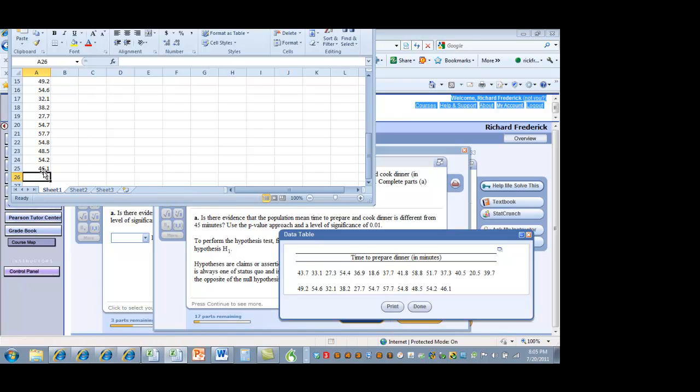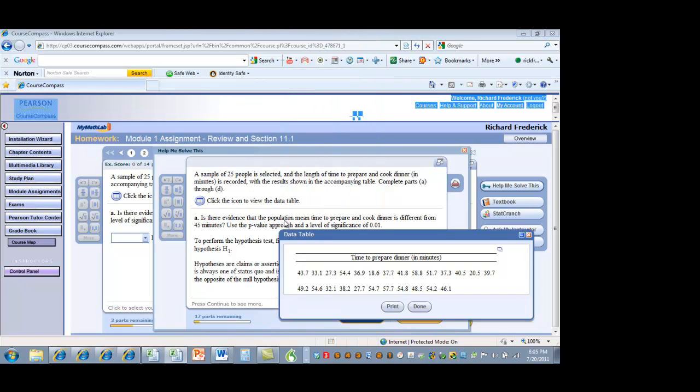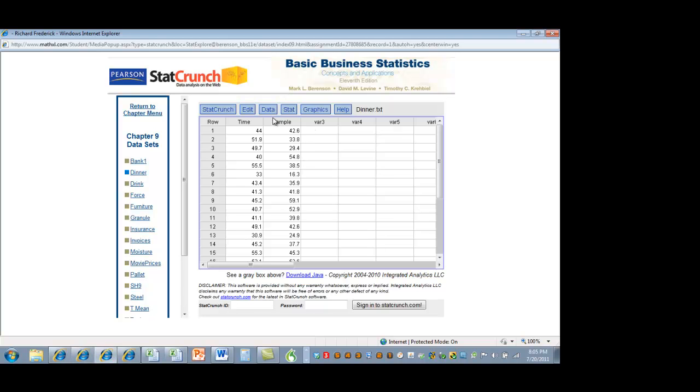Now, what we want to do here is grab these, copy. I'm going to go ahead and put this, great. Now, okay, let's go back to StatCrunch. There we go. And now we'll just paste. Okay, we should have 25 values in there.